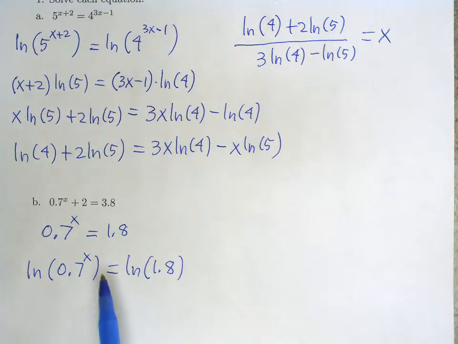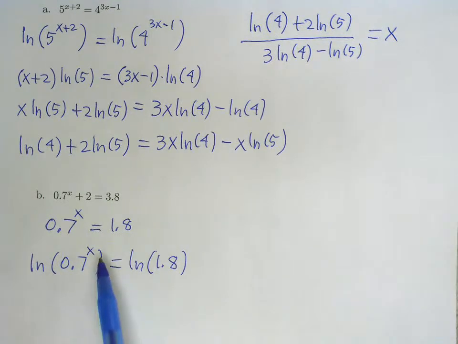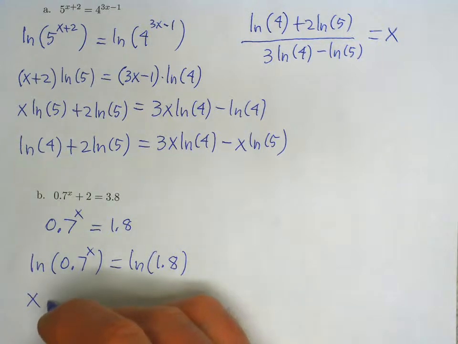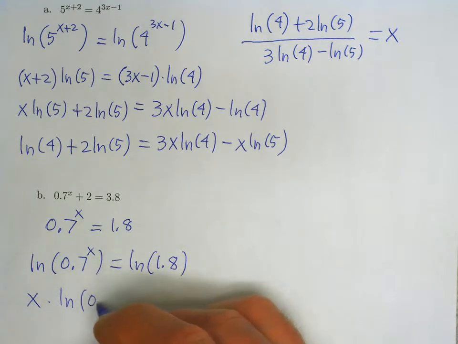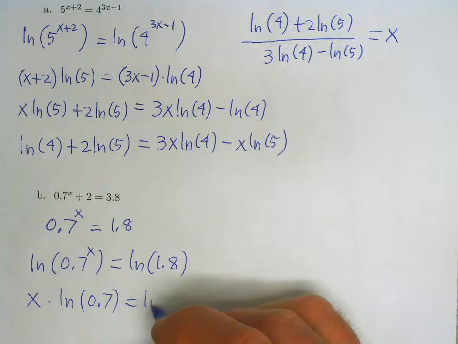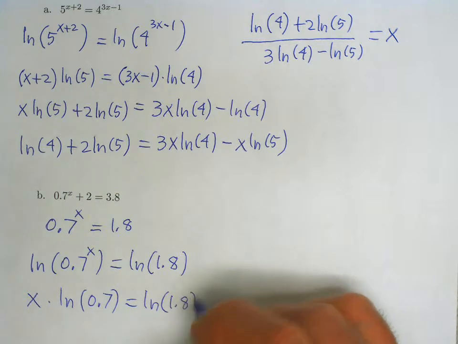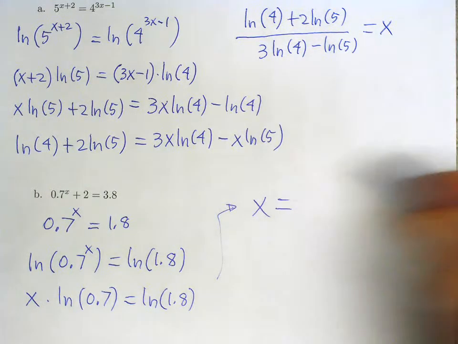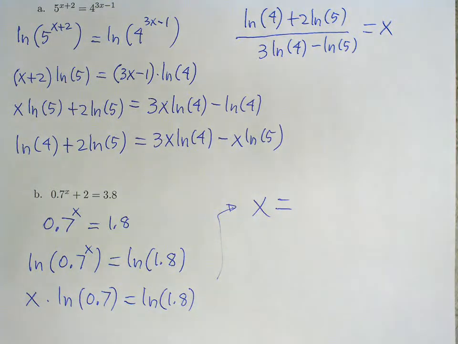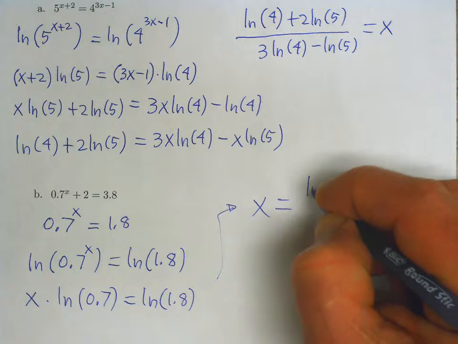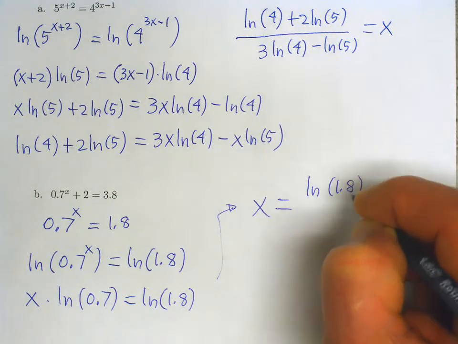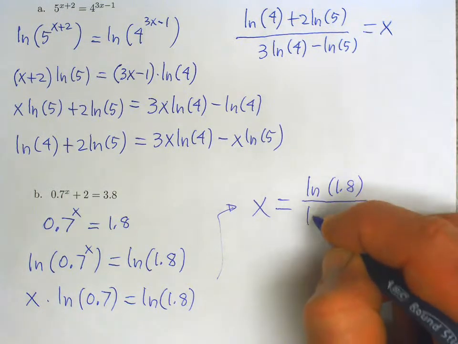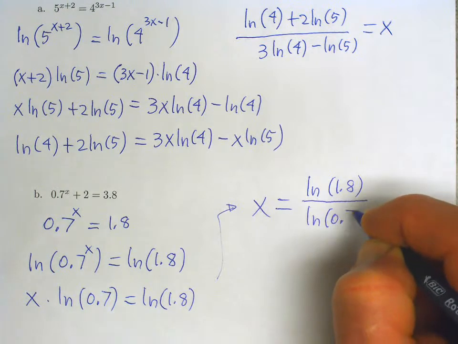The reason we're using a logarithm is so we can get x out of the exponent. So we can move the exponent x in this argument out front, so it's x times the natural log of 0.7 equals the natural log of 1.8. And then the last thing we do is divide both sides by the natural log of 0.7. So x is equal to the natural log of 1.8 divided by the natural log of 0.7.